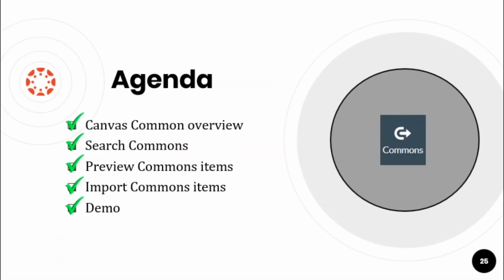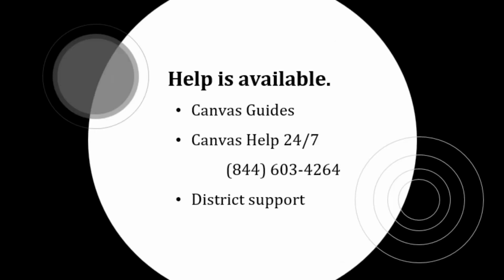And this concludes our video tutorial. If you need further help, please consult the Canvas guides. Or for timely assistance, you can call the Canvas helpline at 844-603-4264. There's also district support available, so check with your DE coordinator.